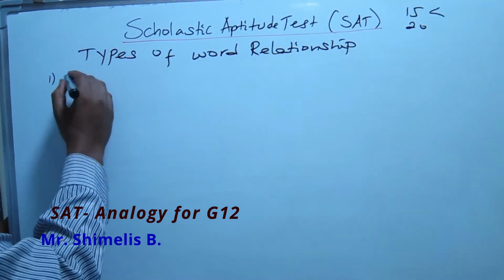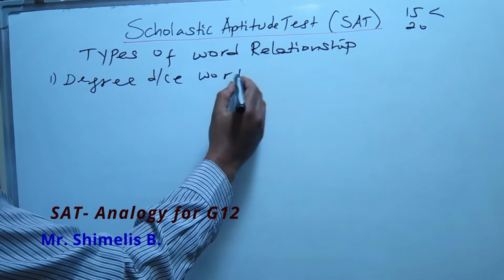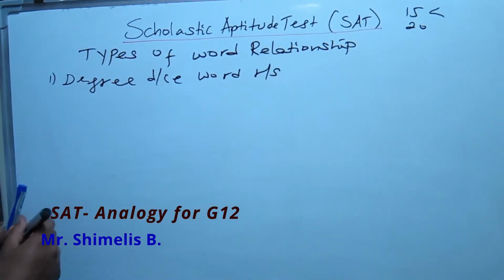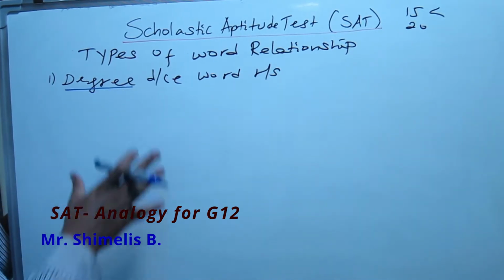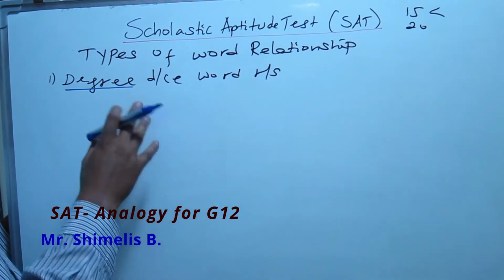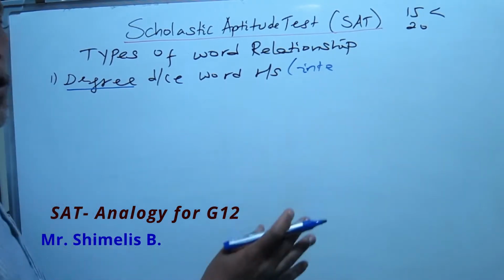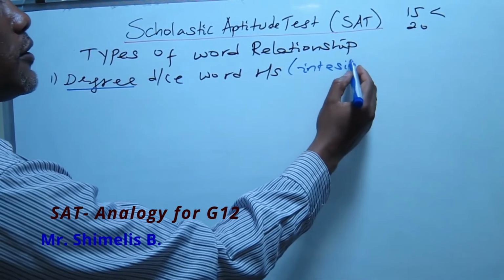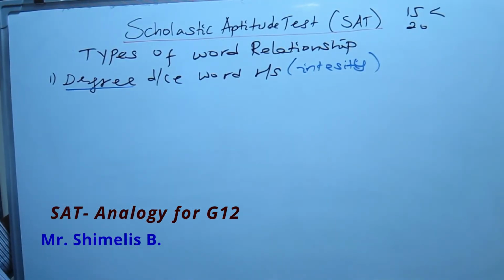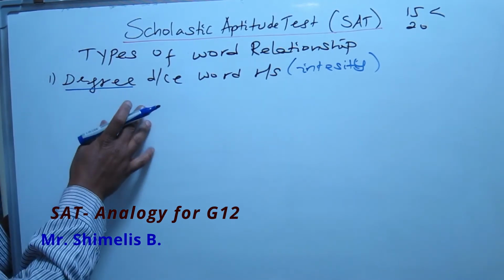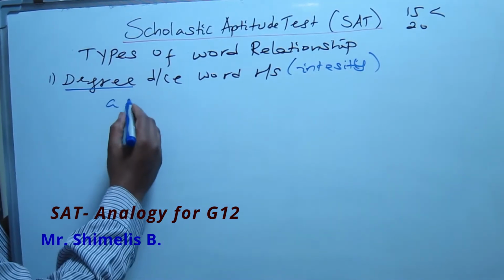Now, the first word relationship type that you might come across would be intensity, or we call it degree difference word relationship. In this relationship, as the name indicates, when two words are connected because of their degree difference, we say the relationship type is degree difference or intensity. Sometimes in some books they may call it intensifying word relationship.